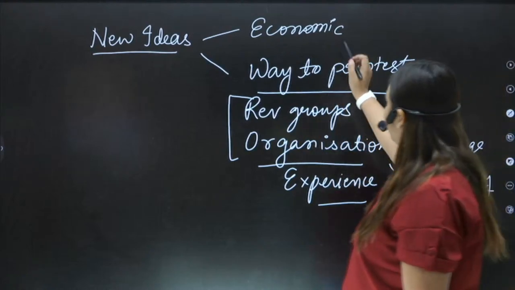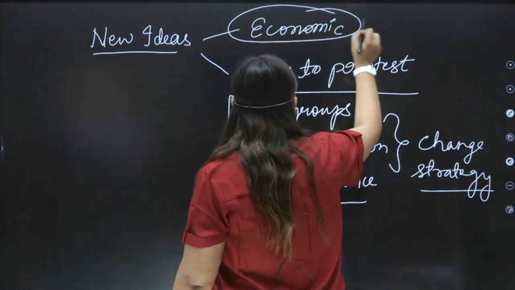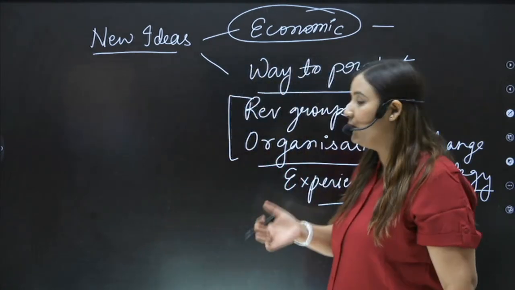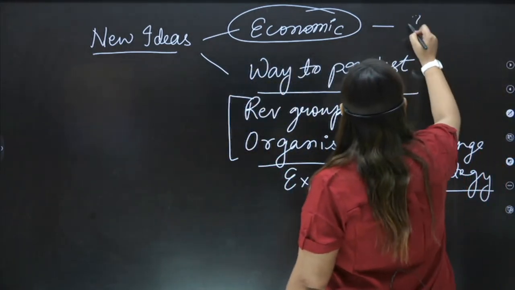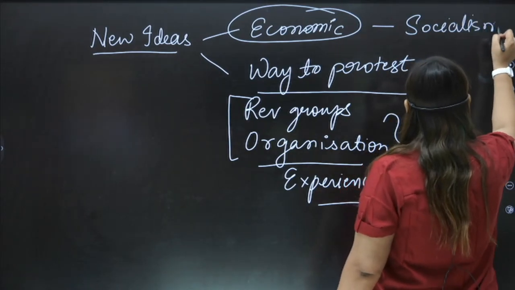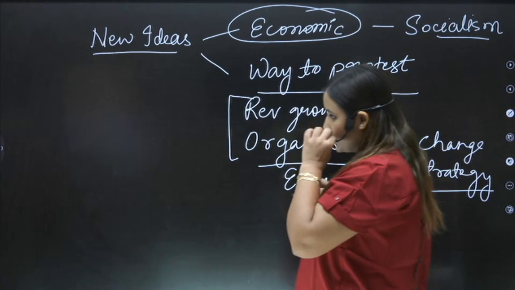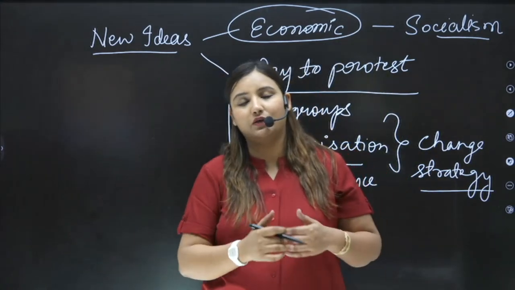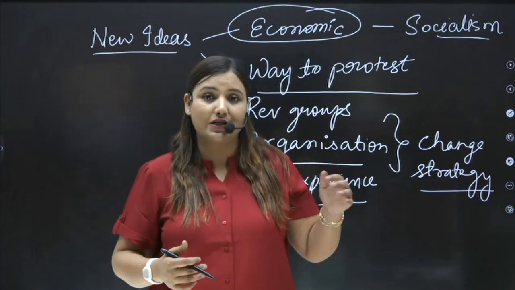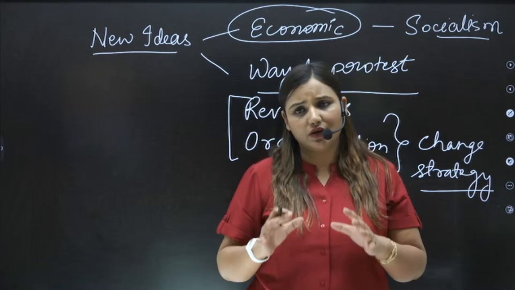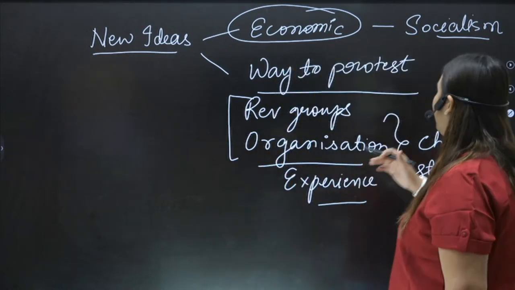If I talk about the economic trend or the socio-economic development in India, here we were very much influenced by socialism. So what is socialism? You need to understand. When we see socialism in India, it is also known as Gandhian socialism, or sometimes we call it Nehruvian socialism or welfare socialism in India. Understand what is socialism and why we followed it.